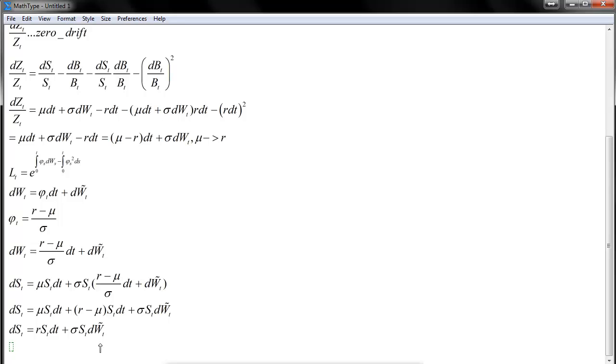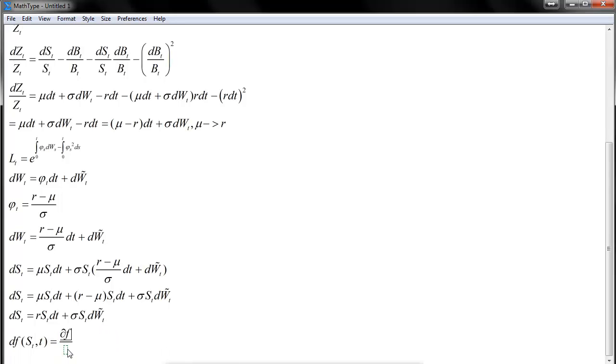And Ito's lemma says that the differential of some function of s and t is equal to the partial of f with respect to s times ds, plus the partial of f with respect to t dt, plus 1/2 the second partial of f with respect to s squared times ds squared. Okay.